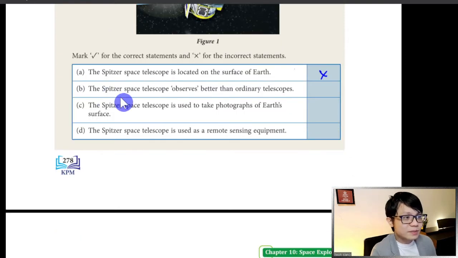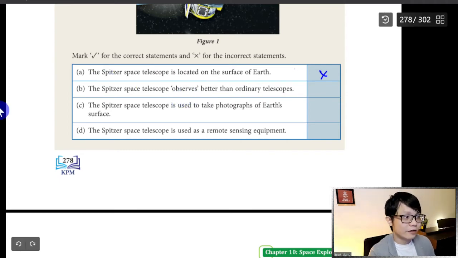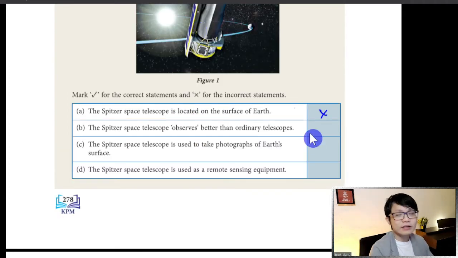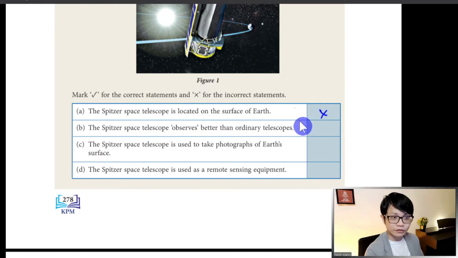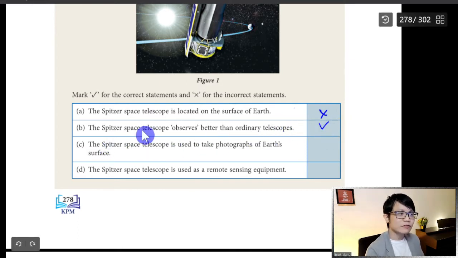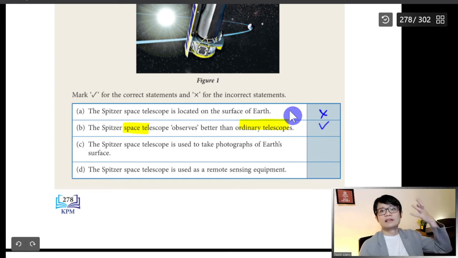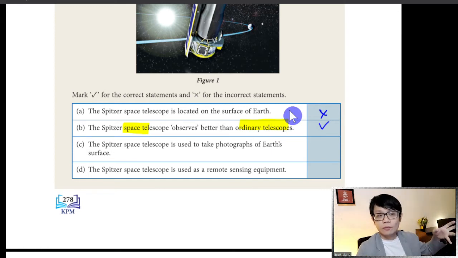Okay, the Spitzer Space Telescope observes better than an ordinary telescope, correct or wrong? So this one you need to try by yourself. You think and pause, and this is a easy question. Even if you don't read, you should know the answer, okay? Of course it's correct, because we are talking about a space telescope, and you are talking about an ordinary telescope. An ordinary telescope is the one that is at your home or in the dome.